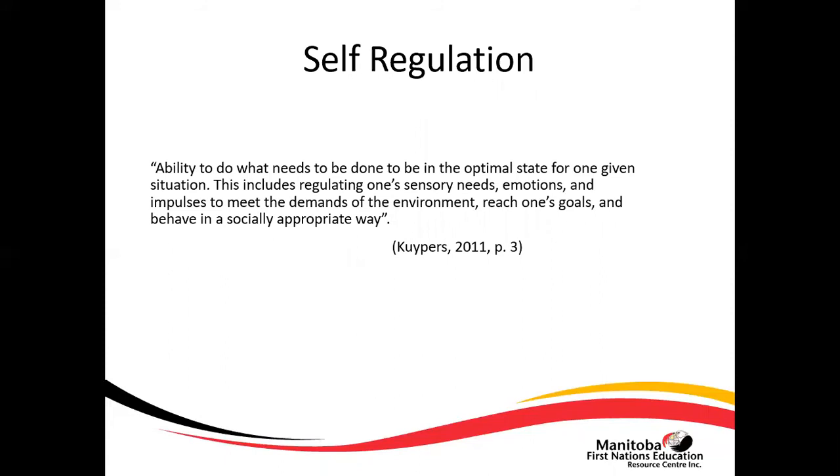So self-regulation. This is the ability to do what needs to be done in the optimal state for a given situation. So this is regulating your sensory needs, your emotions, and your impulses to meet the demands of the environment, reach your goals, and behave in a socially appropriate way. So essentially, what do I need to do in the classroom? How is that different from what I need to do in the gym or at recess or when I'm with my friends at home? And how do I need to make my body react and change differently to different environments?